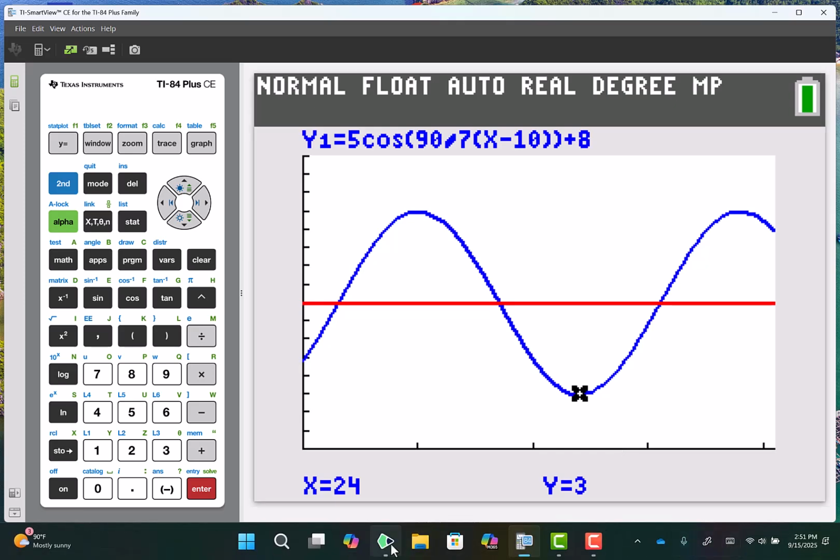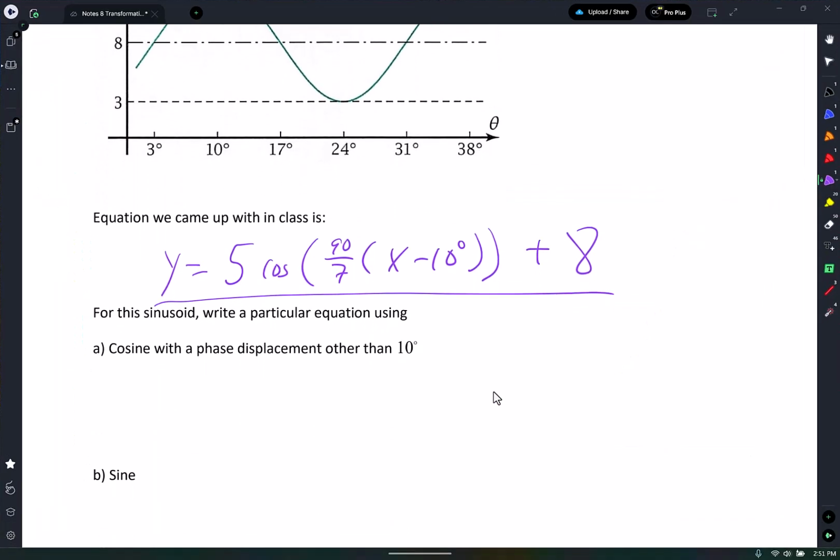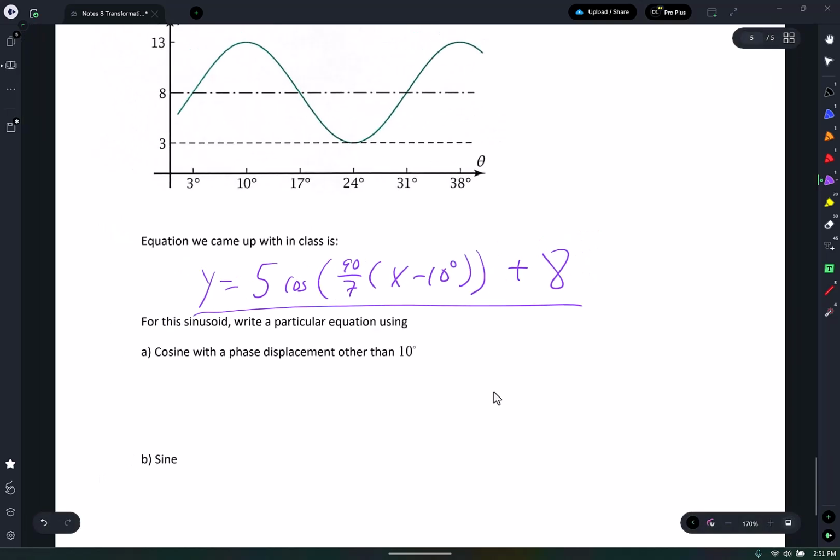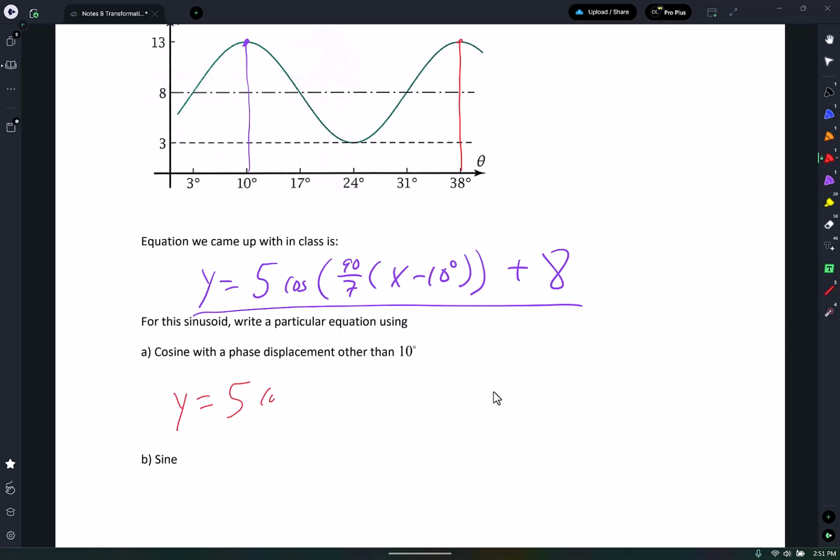All right, here we go. Let's see what this says. It says cosine with a phase displacement other than 10 degrees. So they want me to use cosine again, but they do not want me to use 10. If I'm using cosine, that means I can use a peak. Where do I have another peak? So this must be y = 5 cos(90/7 (x − 38°)) + 8. And that's what I'm going to type in Y3.